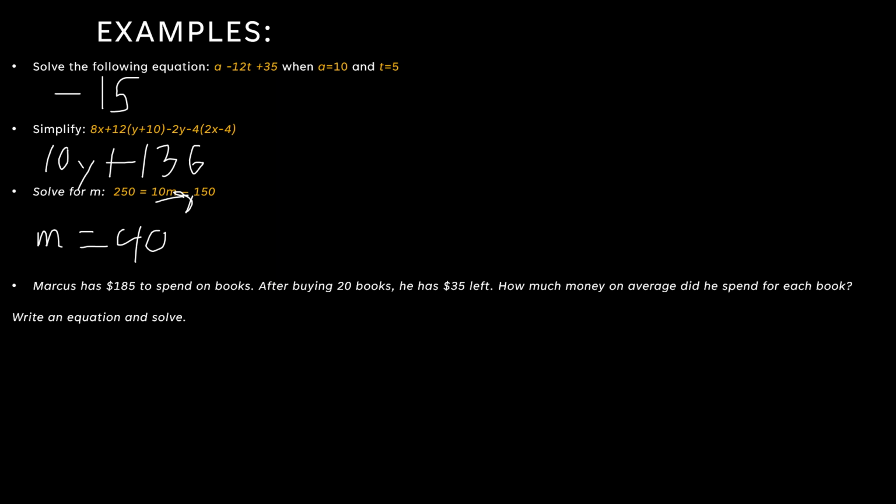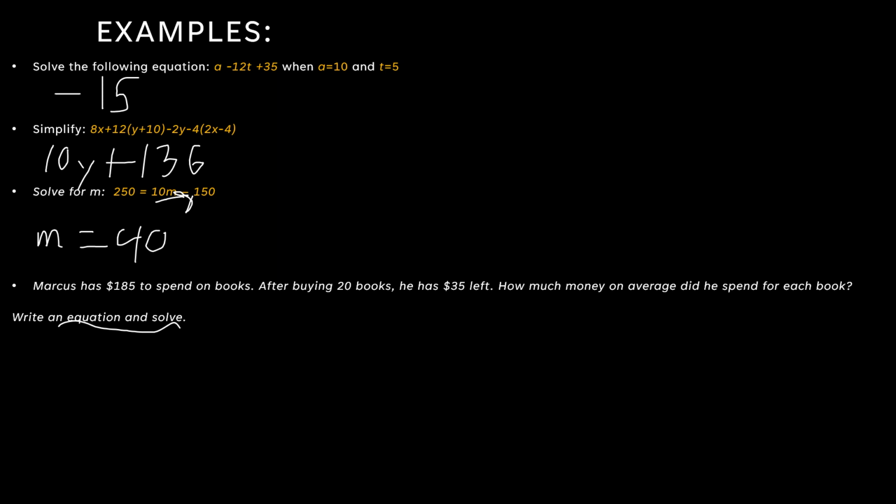And now for the last one, we have a word problem where they ask us to write the equation and solve it ourselves. And they specifically say the following. Marcus has $185 to spend on books. After he bought 20 books, he has $35 left. So how much money on average did he spend for each book?